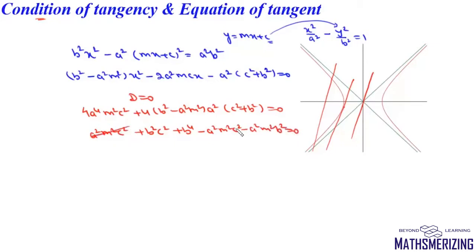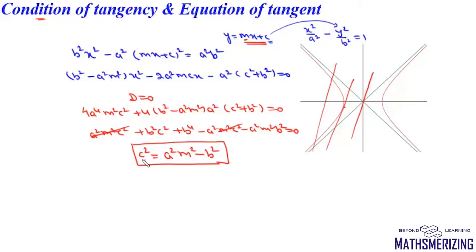Now this a square m square c square will cancel, and we'll also cancel b square. So we can write c square as a square m square minus b square. So condition of tangency is value of c square must be equal to a square m square minus b square. So this line y equals mx plus c will touch this hyperbola only if c square is equal to a square m square minus b square, where m is slope of this line.